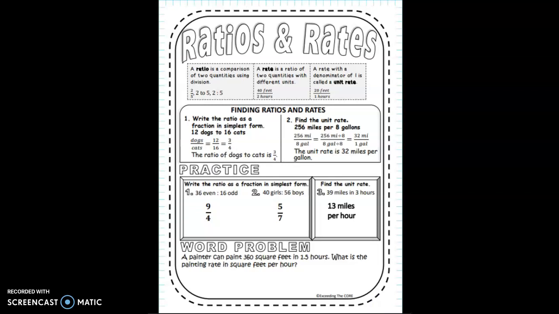Word problem. A painter can paint 360 square feet in 1.5 hours. What is the painting rate in square feet per hour? We need to divide 360 by 1 5/10, which would give us 240 square feet per hour.